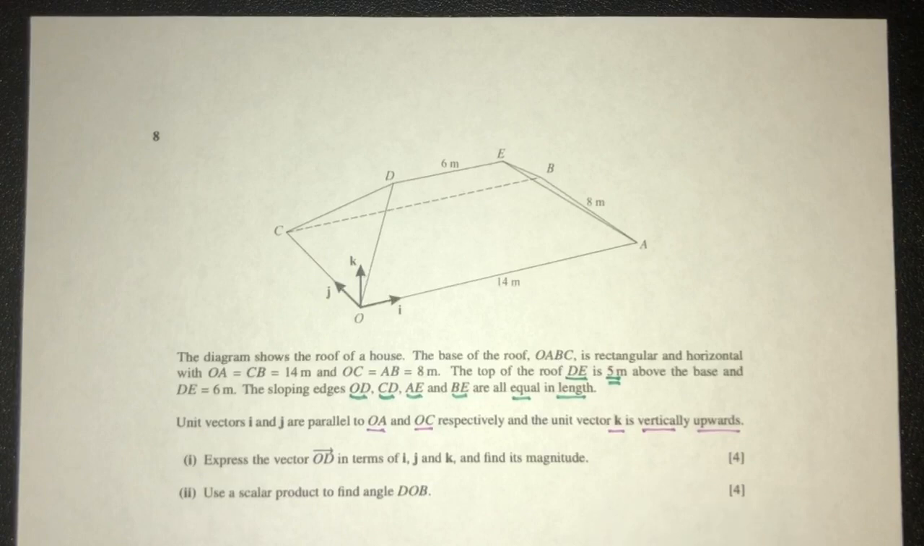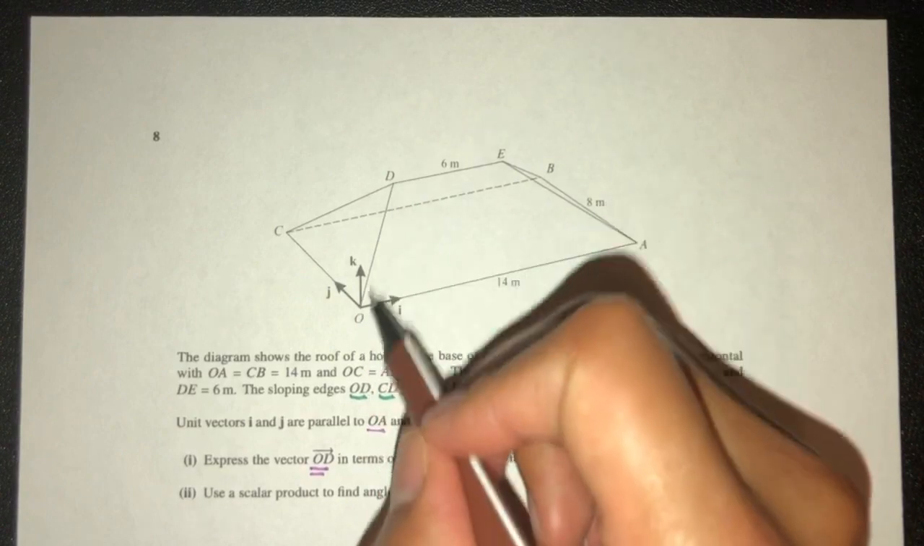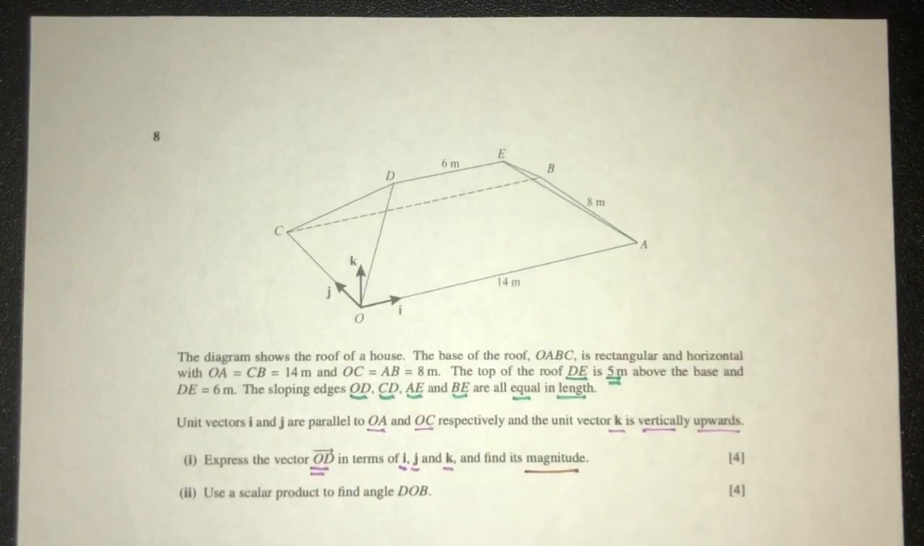Now, part 1, we have to express OD in terms of i, j, and k and find its magnitude. So where's OD? O going to D. Now we have to see how we can go from O to D. So let's check it out.